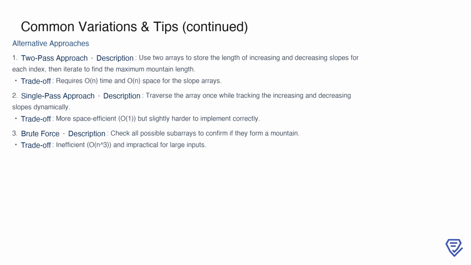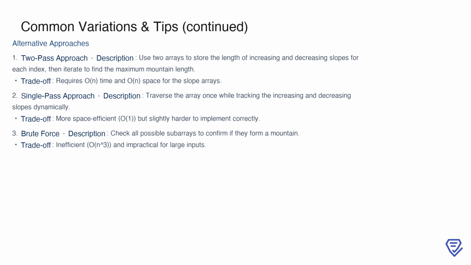There are several approaches you can use to solve this problem, each with its own trade-offs. The two-pass approach involves using two arrays to store the lengths of the increasing and decreasing slopes for each index. After calculating these, you can iterate through the array to find the maximum mountain length. This method is efficient in terms of time, with n complexity, but requires additional space, also n, for the slope arrays. Alternatively, the single-pass approach dynamically calculates the slopes while traversing the array just once. This method is more space-efficient, requiring only 1 additional space, but implementing it correctly can be more challenging.